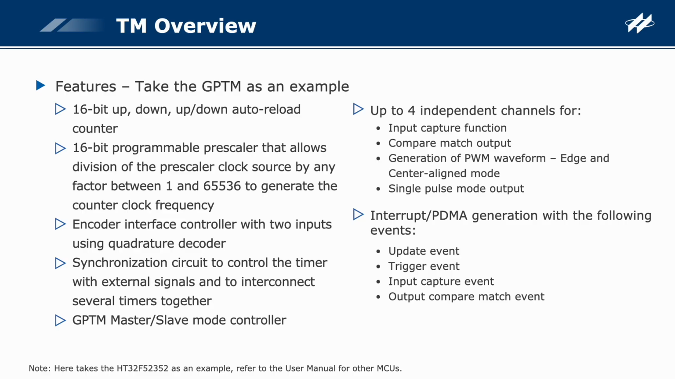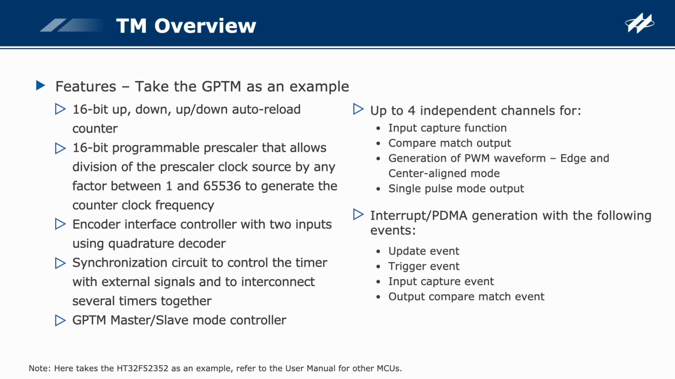The GPTM can generate an interrupt or PDMA when one of the following events occurs: an update event, a trigger event, an input capture event, or an output compare match event. For the MCTM, in addition to these events, it can also generate an interrupt or PDMA when an update event 1, an update event 2, or a break event occurs, while a break event occurrence only generates an interrupt.